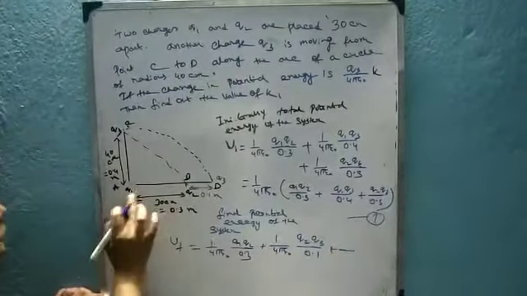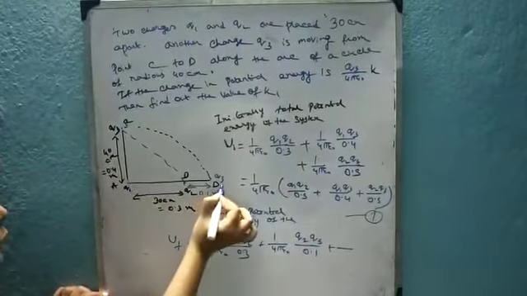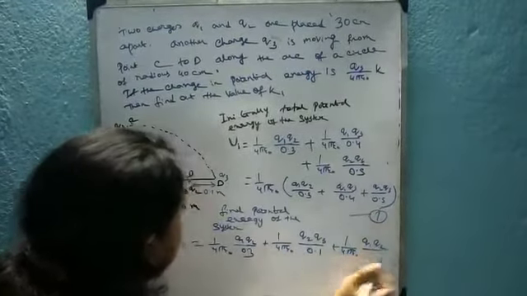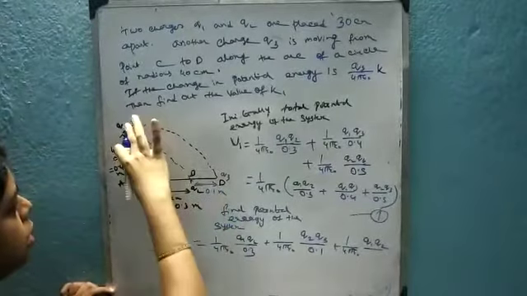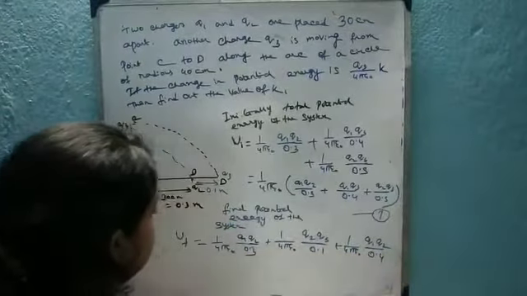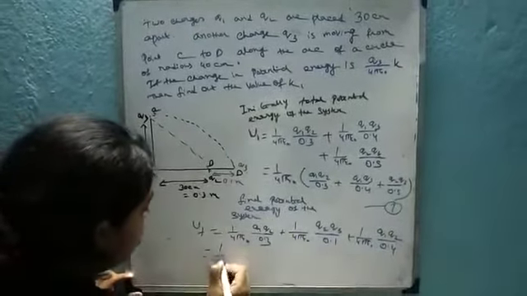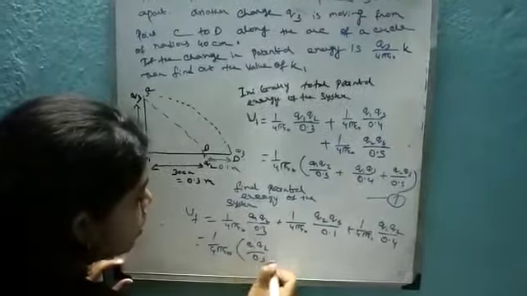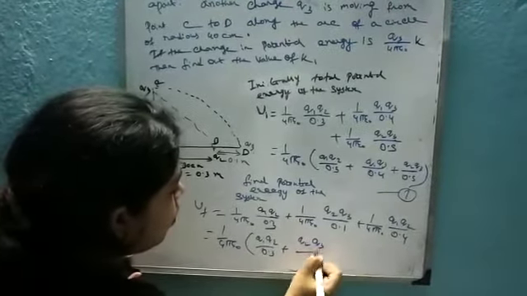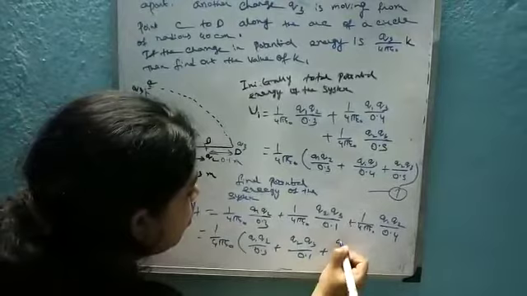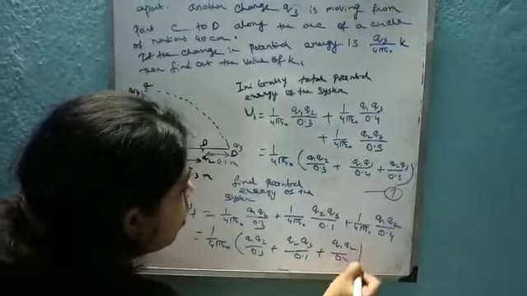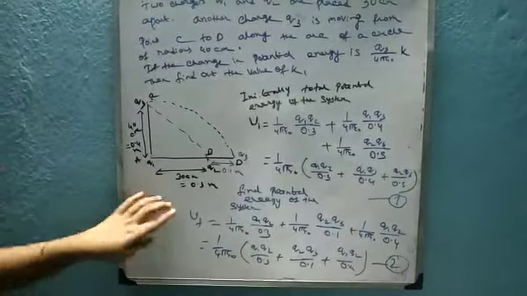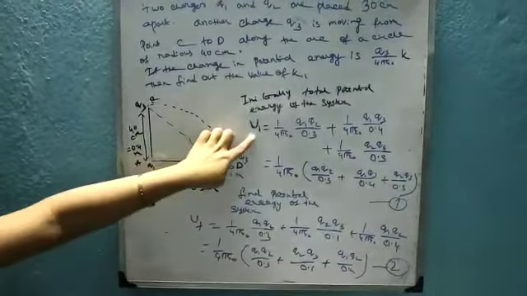Then the potential energy between Q1 and Q3, this total distance is 0.4. Okay. We have found out the final potential energy. This is equation 2. So we have final potential energy and initial potential energy.